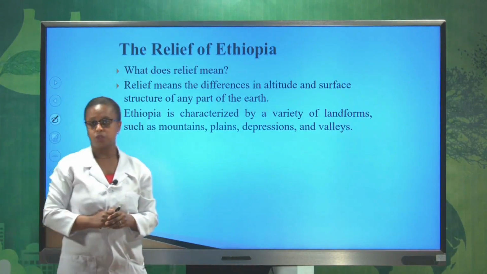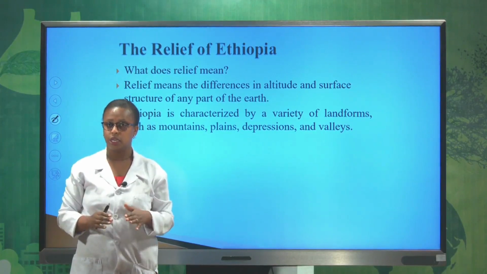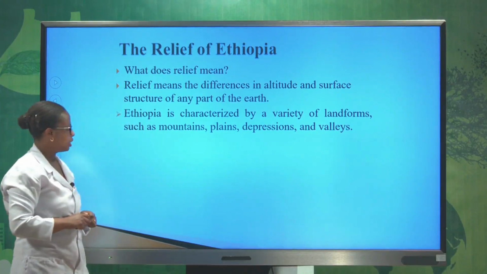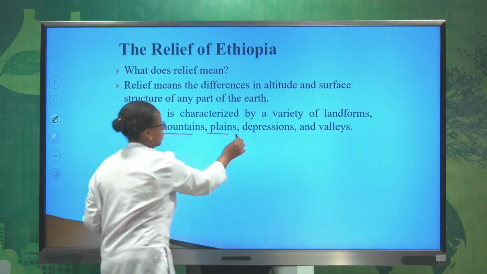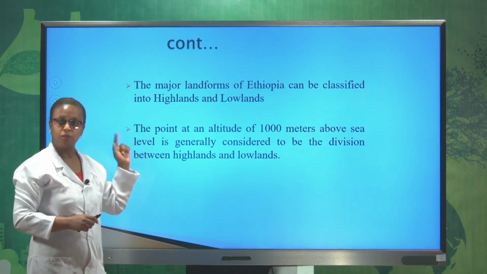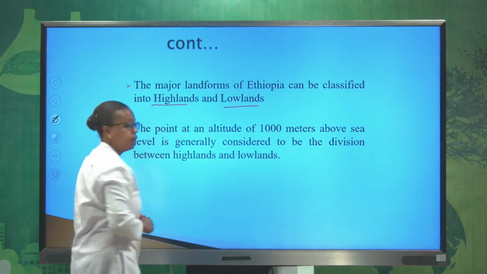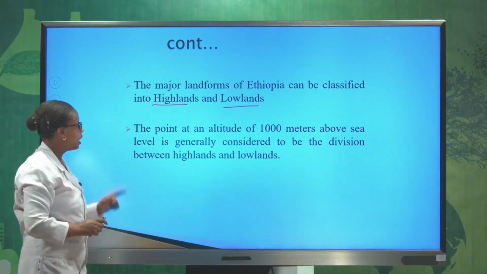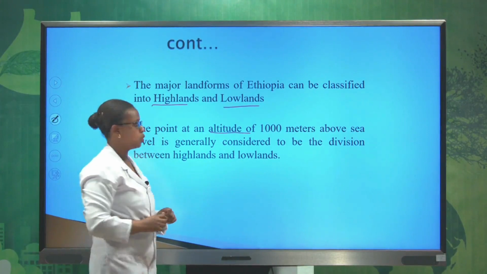Let us proceed to the relief structure of Ethiopia. First, relief means the difference in altitude and structure of any part of the earth. Ethiopia is characterized by different landforms. These are mountains, plains, depressions, and valleys. These major landforms are classified into highlands and lowlands. Places or areas are considered highlands or lowlands depending on their altitude of greater than or less than 1000 meters.